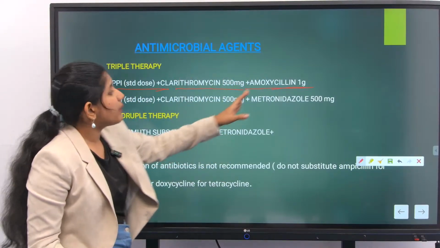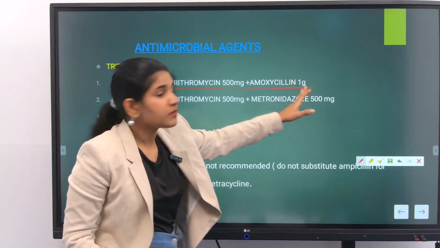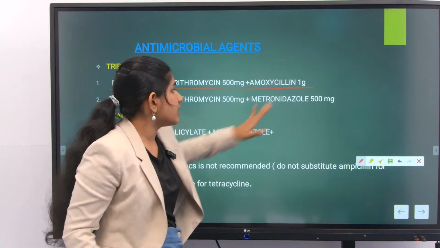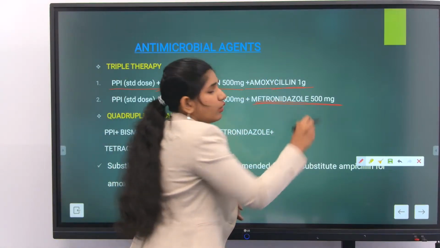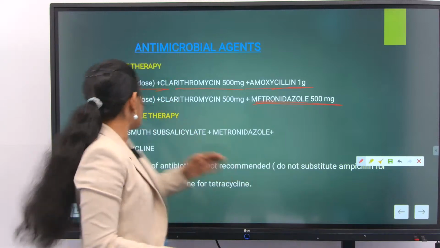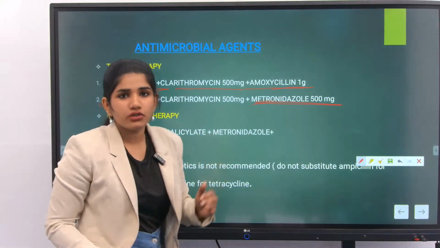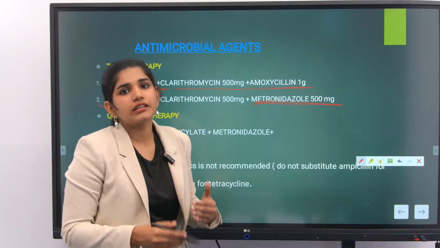If amoxicillin is not working, we can substitute amoxicillin with metronidazole 500 mg. So that will be a proton pump inhibitor plus clarithromycin plus metronidazole. That will be another triple drug therapy.